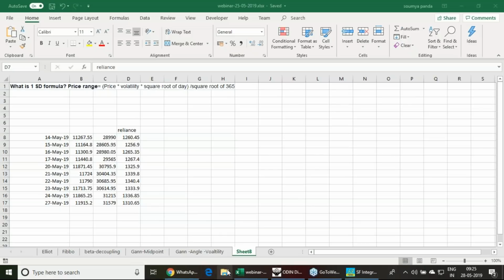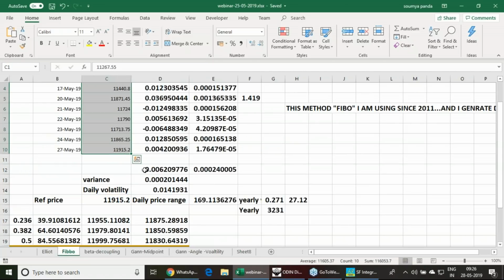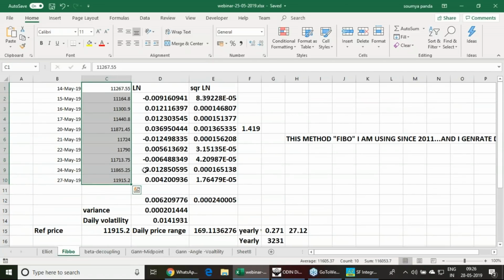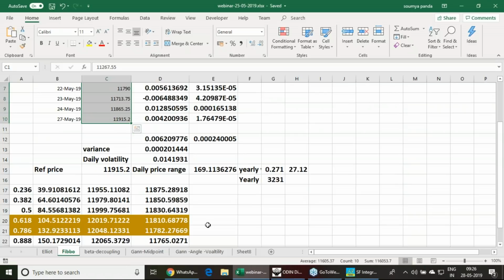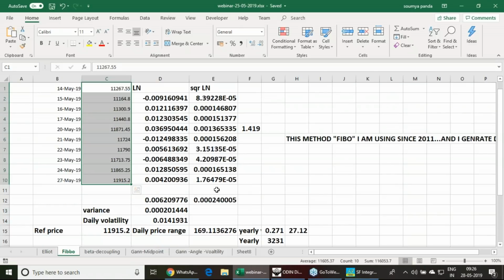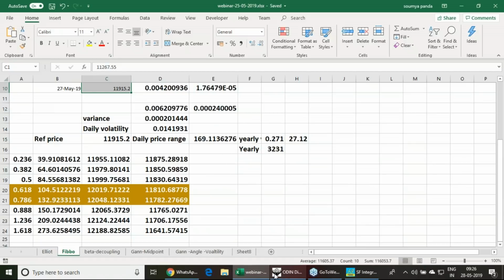So this Excel sheet is already provided to you. If you have the Excel sheet, you just feed in all the data so that you are able to get those things. And we will be using the midpoint method as well as this method. First let us go with the daily volatility along with the Nifty price. If you put in the daily volatility, these calculations will come automatically.